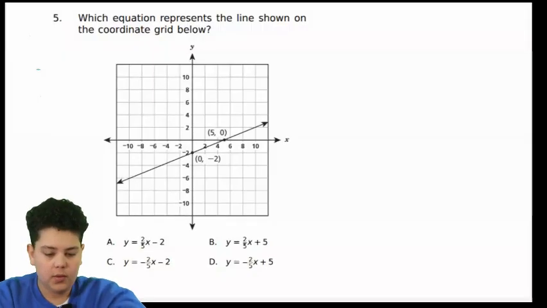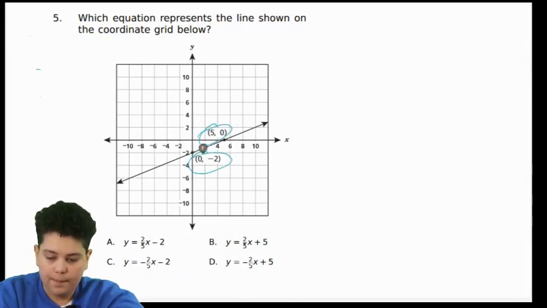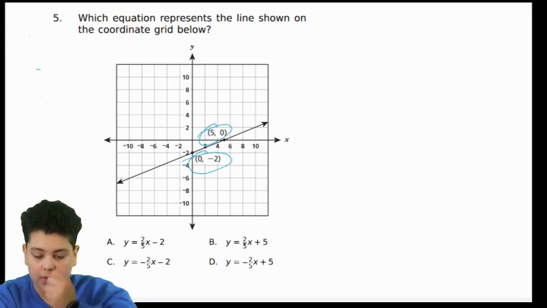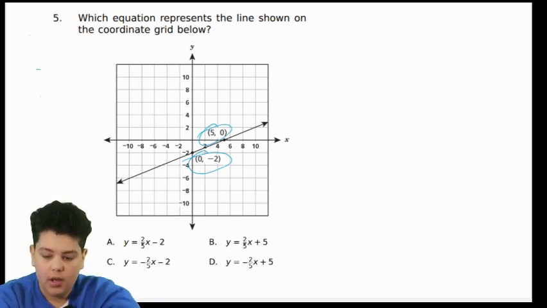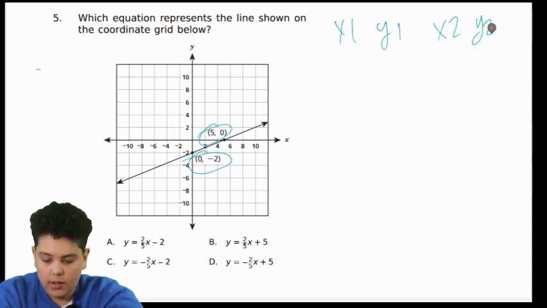Number 5. Which equation represents the line shown on the coordinate grid below? Based on looking at this coordinate grid, I see 2 points, (5, 0) and (0, -2). Based on what I've been taught in class by my teachers, I know I can find the slope using these 2 coordinate points, using x1, y1 and x2, y2. I'm going to use (5, 0) as my first point and (0, -2) as my second point.